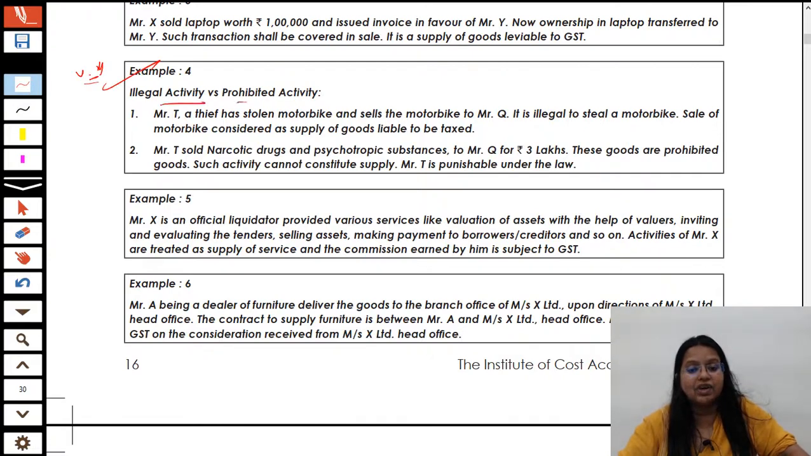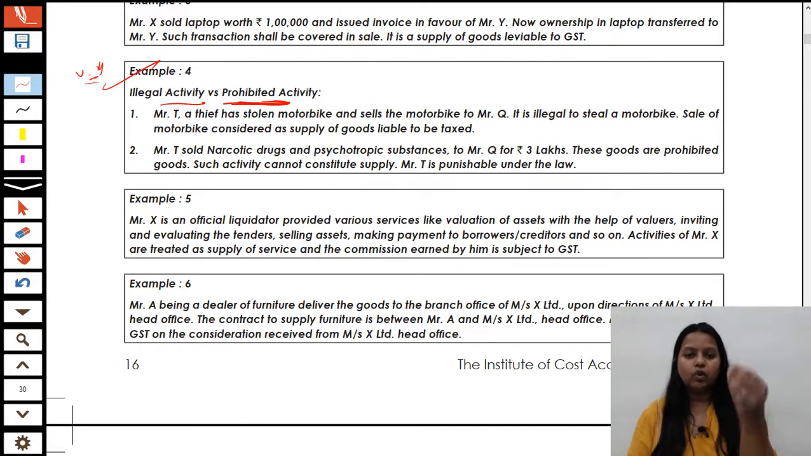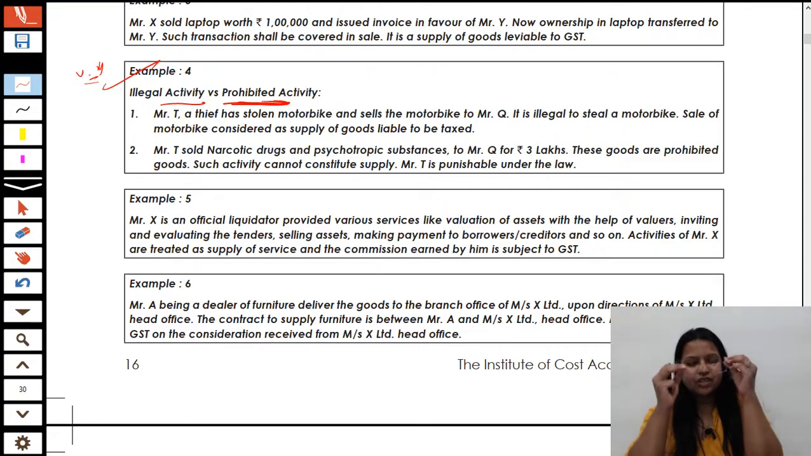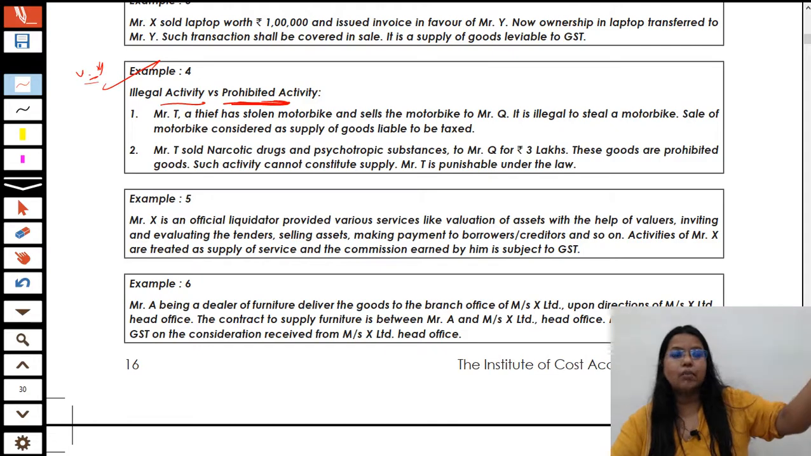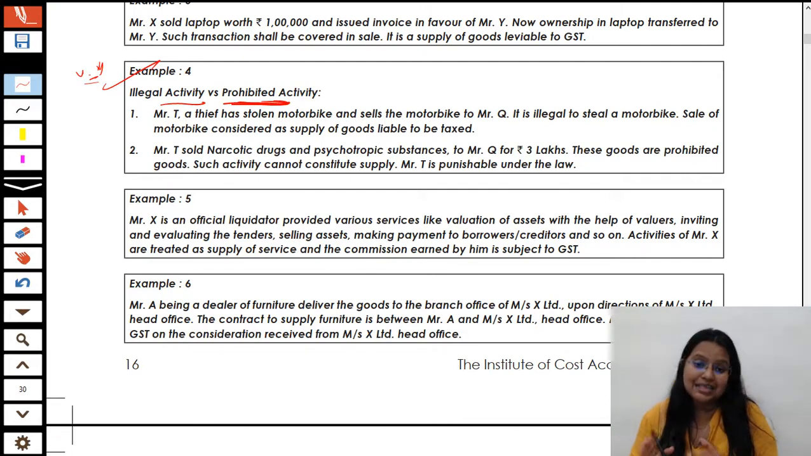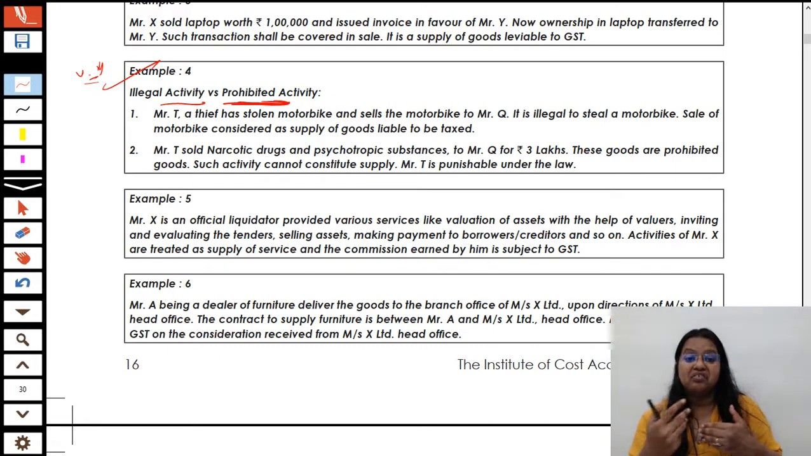It is illegal activity versus prohibited activity. Generally we assume that illegal activity and prohibited activity both will not be covered under GST, but it is not correct. Illegal activity is covered under GST, but prohibited is not. What is the difference between illegal activity and prohibited activity? Illegal activity, like someone steals a mobile of any person and sells it in any thief market, will be constituted as supply under GST and GST shall be levied. But if a person sells any kind of narcotic drug, it is a prohibited activity and there shall be no GST on that. It is punishable in the law, it is a crime.